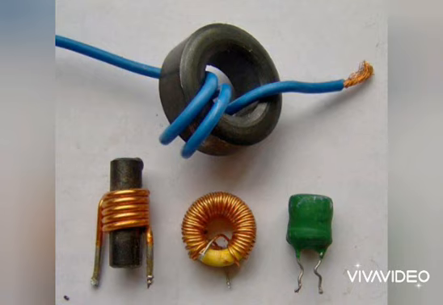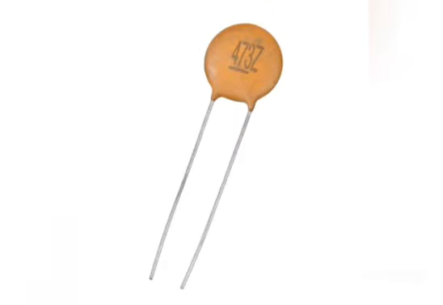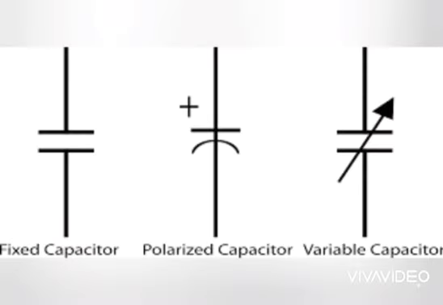The next element we are going to see is a capacitor. Capacitor consists of one or more pairs of conductors separated by an insulator. It stores electrical energy in the form of electrical field. Whenever voltage across the plates of a capacitor changes, current is induced. I is equal to C dV by dt, where C is the capacitance measured in farad.